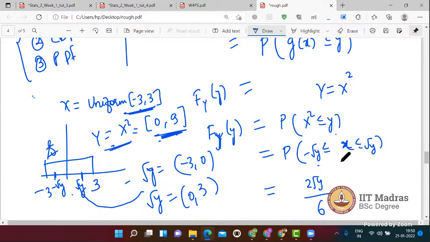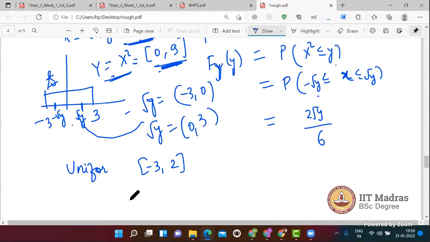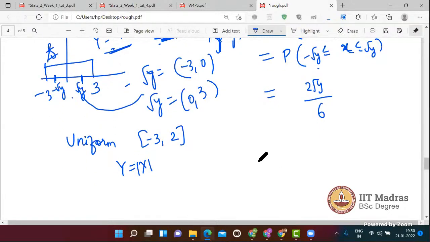Similarly, there are some questions where you'll be given uniform from -3 to 1 or -3 to 2, and then you have to calculate. What will you do at that time? Suppose you have been given y equal to mod x. Mod x is also not monotonically increasing or decreasing, so you can't use the formula directly. You have to go from the basic approach. You will write it in the form of capital Y less than or equal to y for the CDF of Y.